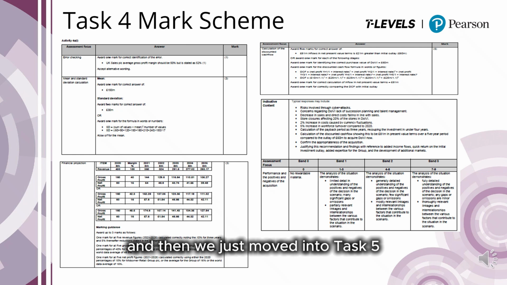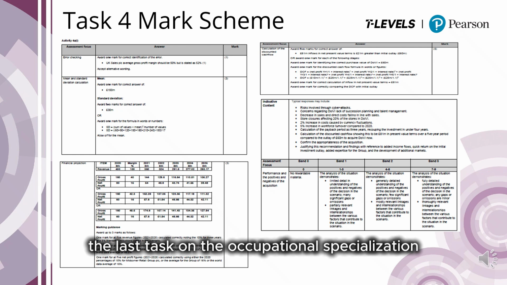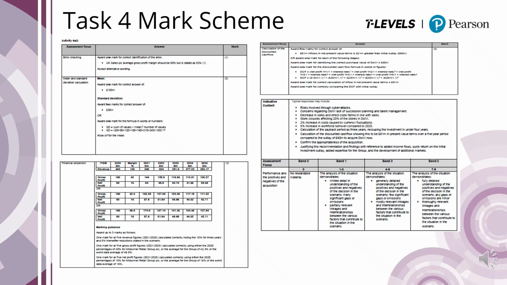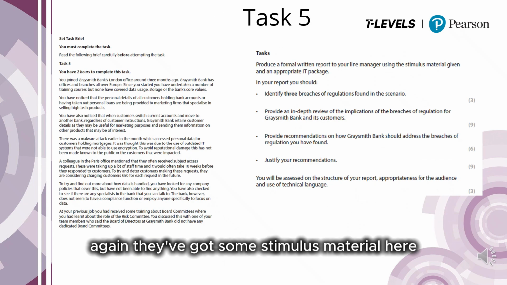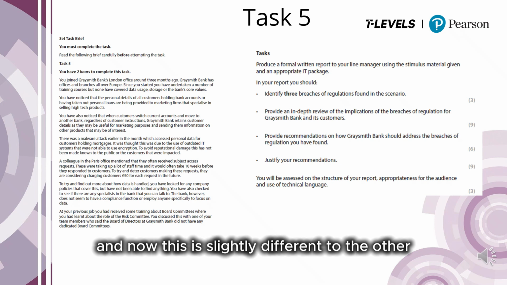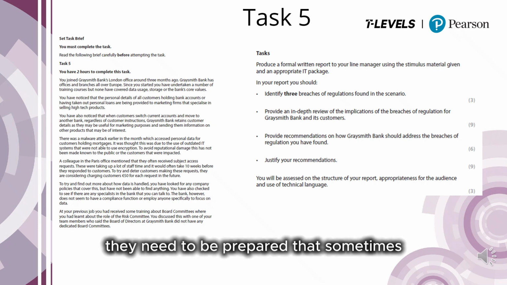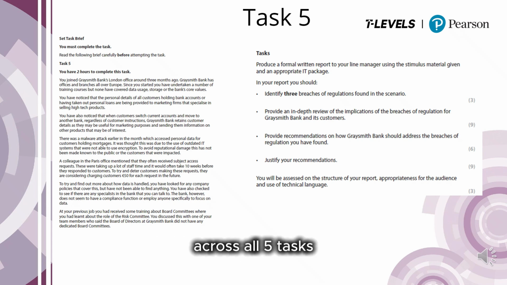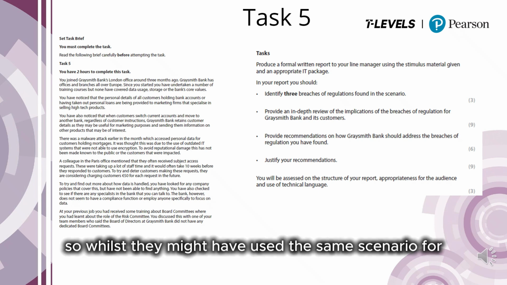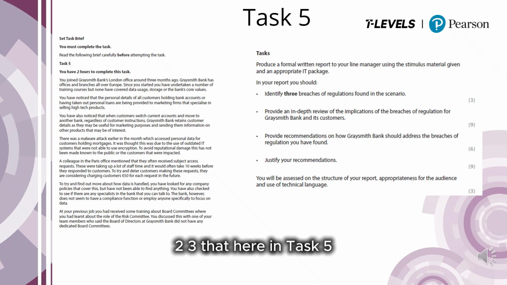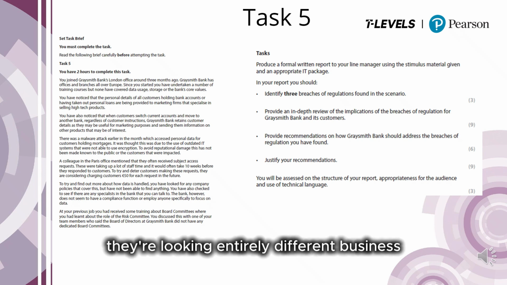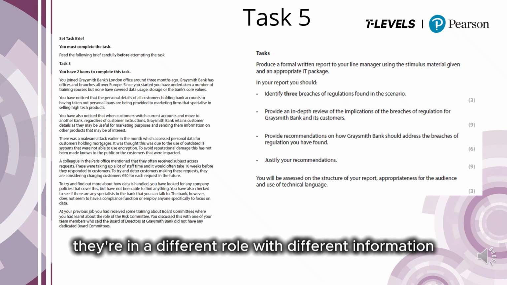And then we just moved into task 5, the last task on the occupational specialism. Again, they've got some stimulus material here, and now this is slightly different to the other scenarios that we've seen, so it's important that students are aware that they need to be prepared that sometimes the scenario is not going to be consistent across all 5 tasks. So whilst they might have used the same scenario for, say, task 1, 2, 3, that here in task 5, they're looking at an entirely different business. They're in a different role with different information.